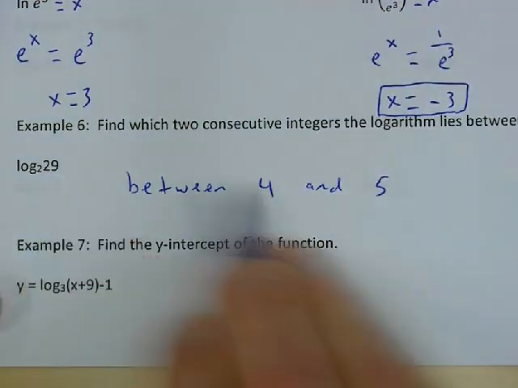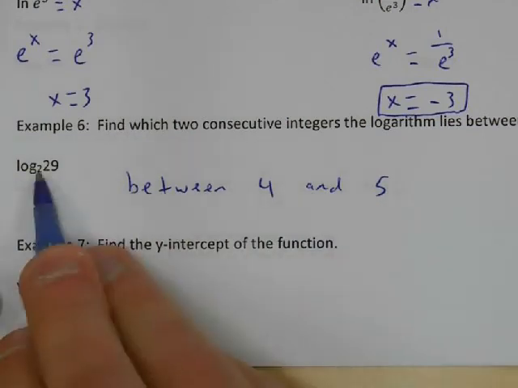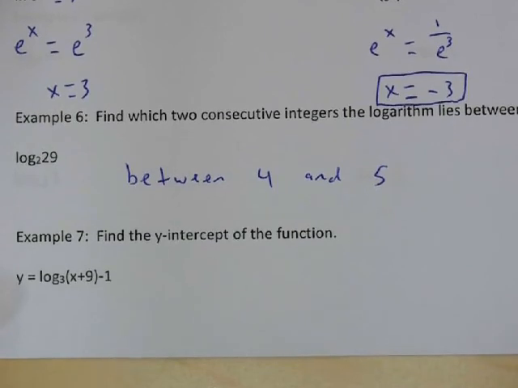Okay, because 2 to the fourth power was too small, 2 to the fifth power was too big, so then my answer is going to be 4 point something. We don't know exactly what it is, we just know it's between 4 and 5. So that's all they want for that one, what the answer is about. And then the last one, find the y-intercept of the function.